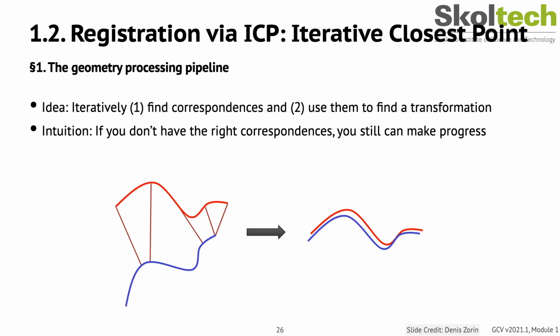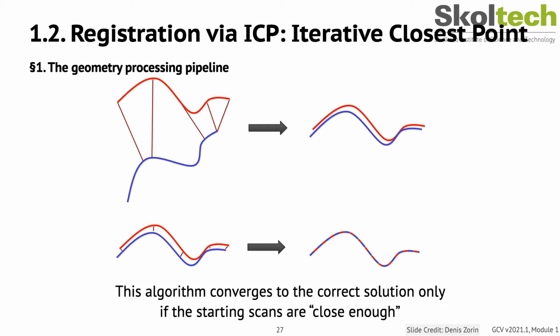However, if you don't have the right correspondences, the ICP theorem states that you can still make progress by just computing the projections from points on the first shape to their closest points on the second shape. However, the algorithm will converge to the correct solution only if the starting points are close enough. Specifically, the ICP theorem states that the iterative closest point algorithm always converges monotonically to a local minimum with respect to the mean square distance objective function.